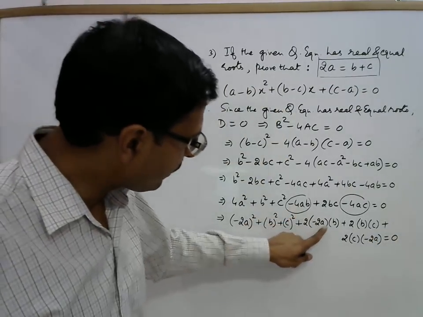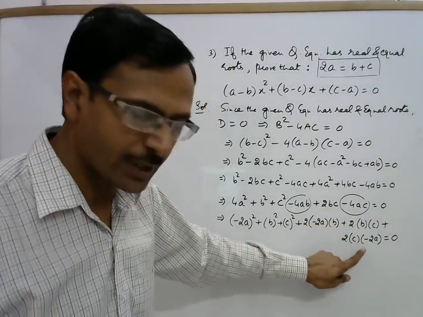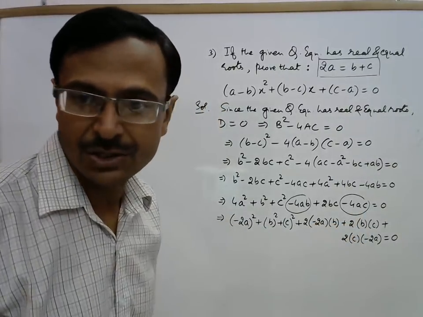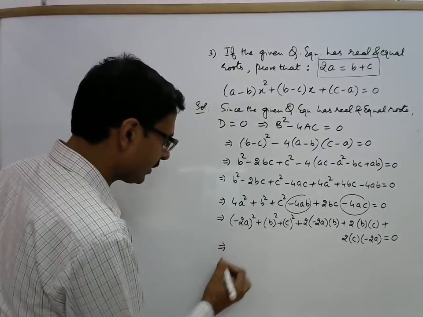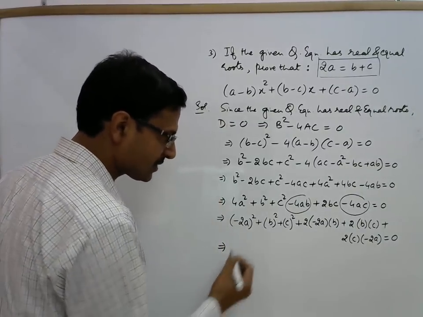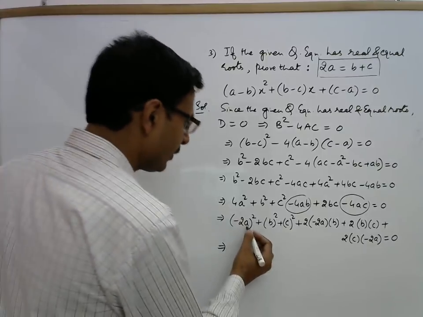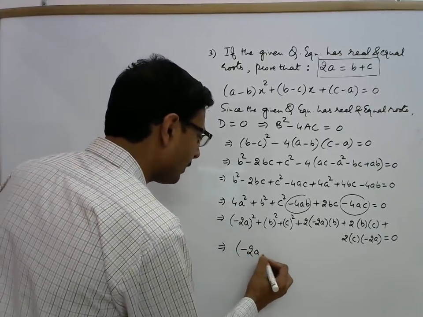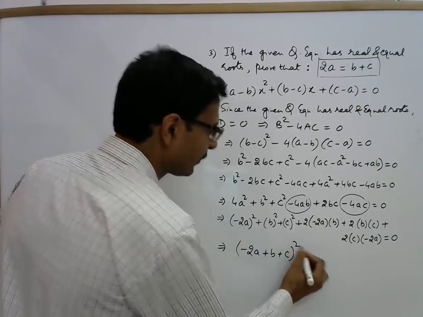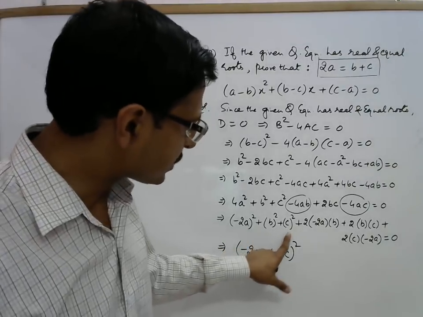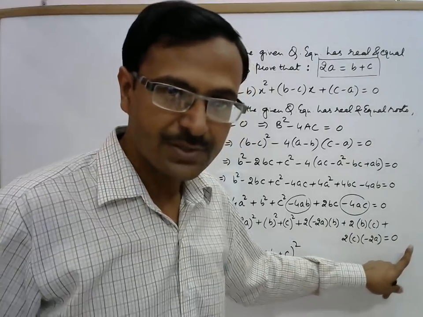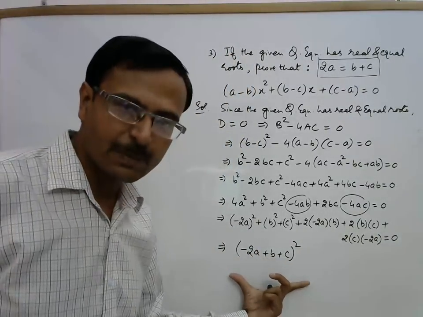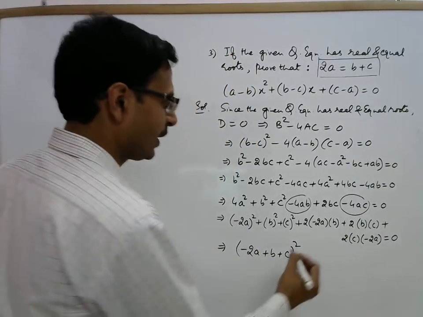So see, minus 4ab plus 2bc and minus 4ac. This is what is factorization of class 9th. So you need to have detailed concepts of those chapters if you have to solve this question. So this becomes (minus 2a plus b plus c) whole square. x square plus y square plus z square plus 2xy plus 2yz plus 2zx is equal to 0. So the formula is (x plus y plus z) whole square equal to 0.